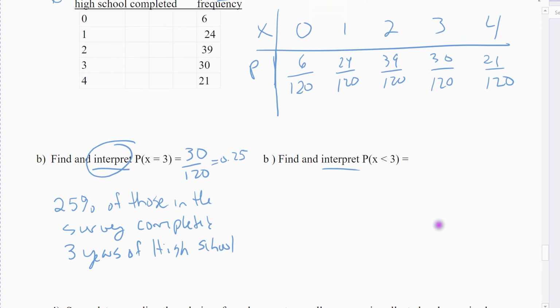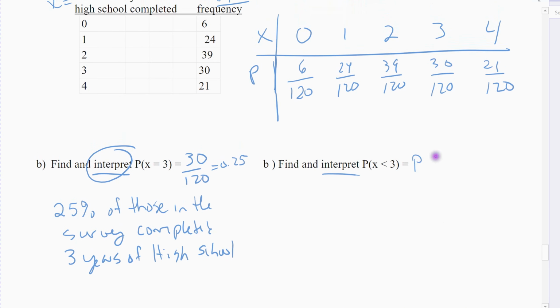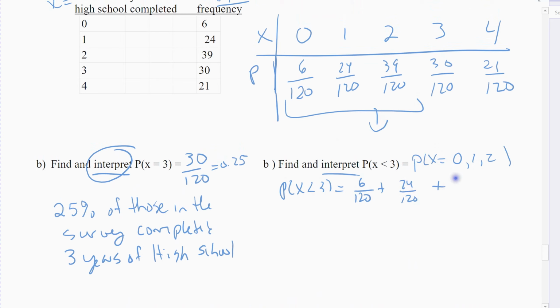Well, less than 3 means probability x is, well, less than 3: 0, 1, or 2, right? Those are the cases that are less than 3, and so I add up those cases. Probability of my random variable x is less than 3 would be 6 out of 120, that's the 0 case, 24 out of 120, that's the 1 case, and 29 out of 120, that's the third case. And I'm just going to type that in my calculator and find the decimal approximation.